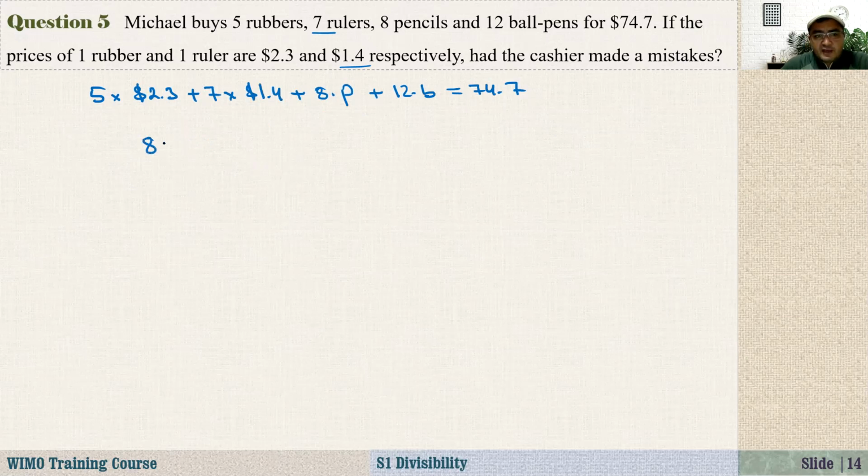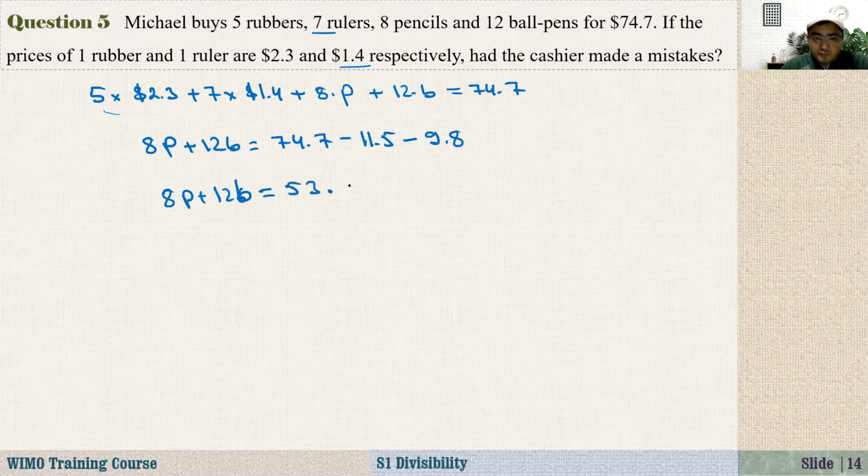So here we have 8 times p plus 12 times b is equal to 74.7 minus 5 times 2.3, that's equal to 11.5, minus 7 times 1.4, it is 9.8. So now here 74.7 minus 11.5 minus 9.8, that's equal to 53.4. So here we have 8p plus 12b is equal to 53.4, right?